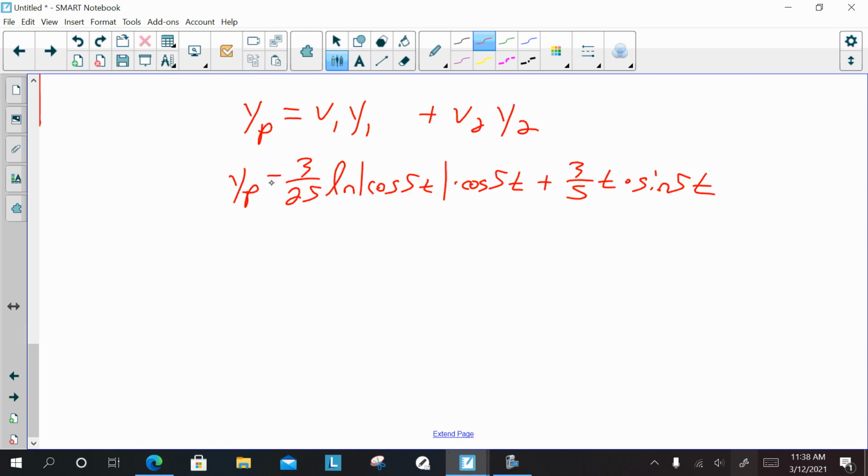We already found the homogeneous solution earlier, which was C1 cosine 5t plus C2 sine 5t. So if we need our general solution, it's just the sum of those. That's the homogeneous solution plus the particular solution.